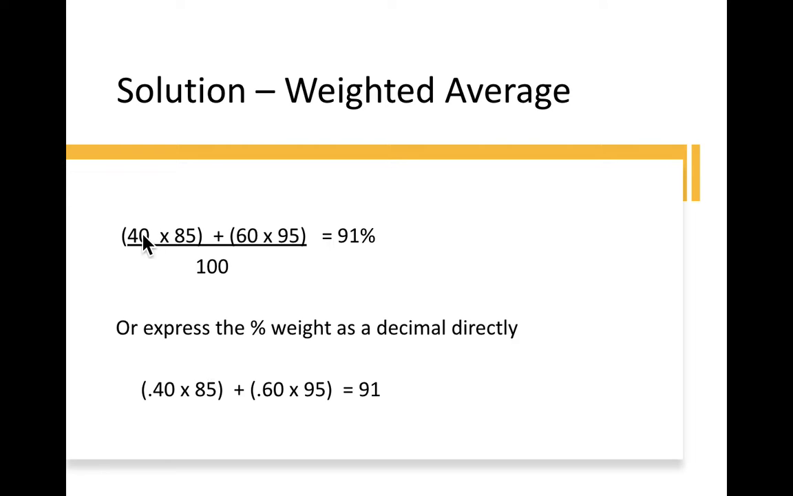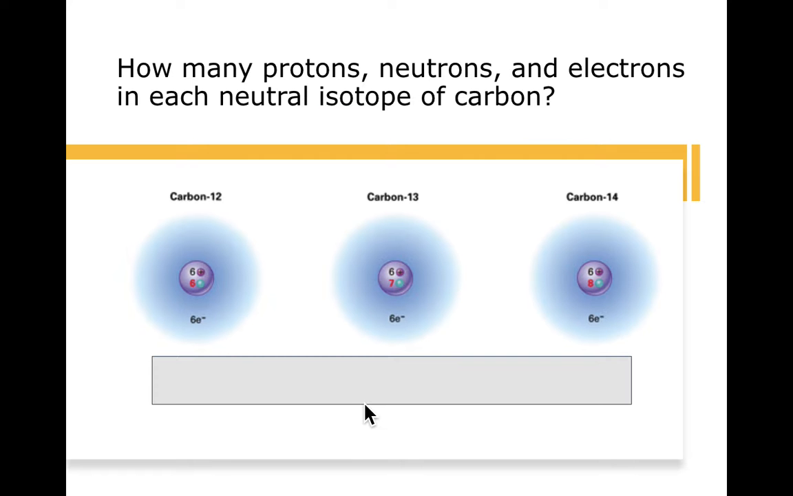Now remember, you can always express the percentage weight as a decimal directly. So 40 over 100 is 0.4, 60 over 100 is 0.6. Notice there's then no division here because we've already done the division in the decimal. So if you put 0.40 times 85 plus 0.60 times 95, you'll get 91, which was your average.